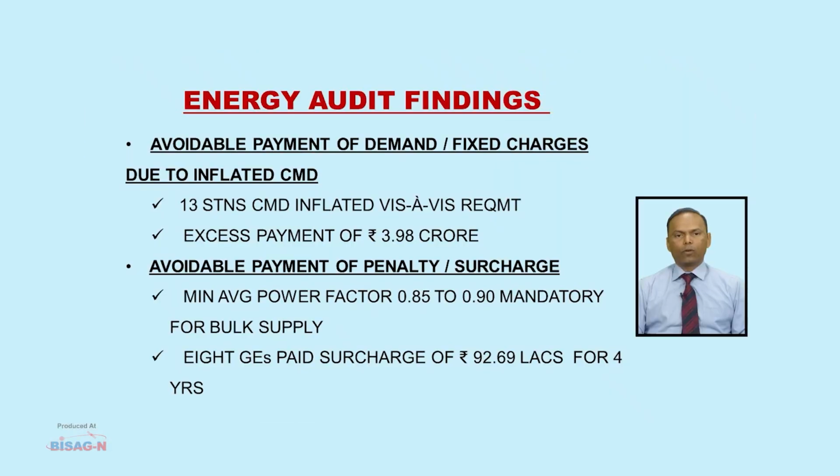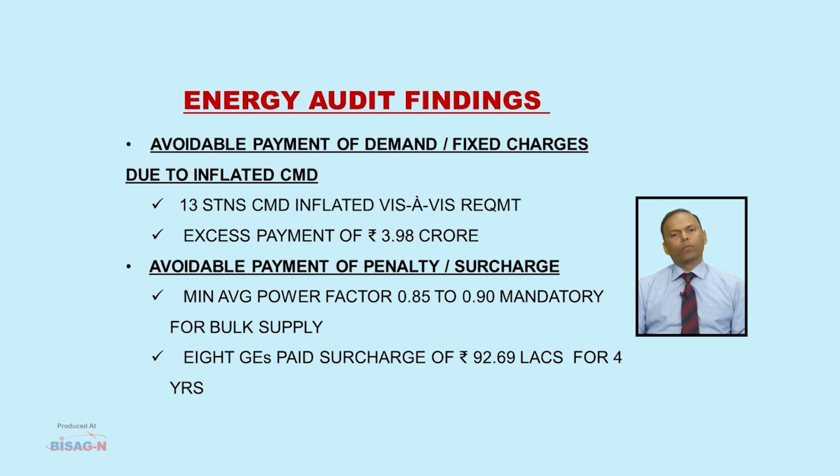Something which can be avoided is the payment of demand or fixed charges due to the inflated CMD, that is whatever is the contractual agreement with the state government. We have identified there are 13 stations which have CMD inflated vis-a-vis the requirement. For example, if the garrison requires 2 MVA and CMD is done for 1 MVA, so why should a garrison pay for extra 1 MVA? We have identified an excess payment of 3.98 crore. So, it must be reviewed and CMD must be contracted as per the actual requirement.